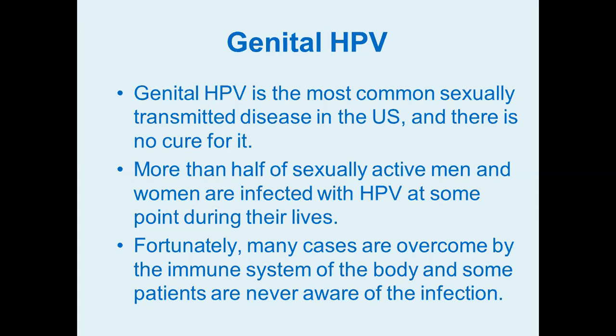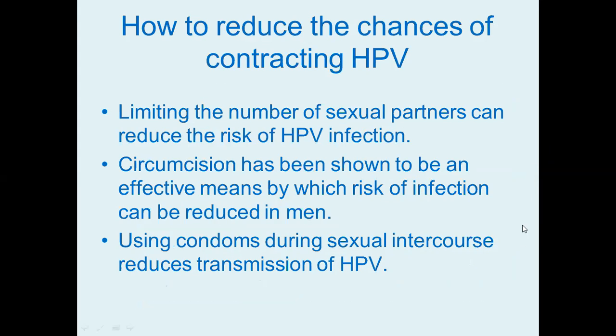Fortunately, many cases are overcome by the immune system of the body, and some patients are never aware of the fact that they have the infection. Again, this is in blue. So how to reduce the chances of contracting HPV? Again, limit the number of sexual partners, as it can reduce the risk of HPV infection. Circumcision has been shown to be an effective means by which the risk of infection can be reduced in men. And then obviously using male or female condoms during sexual intercourse reduces the transmission of HPV.